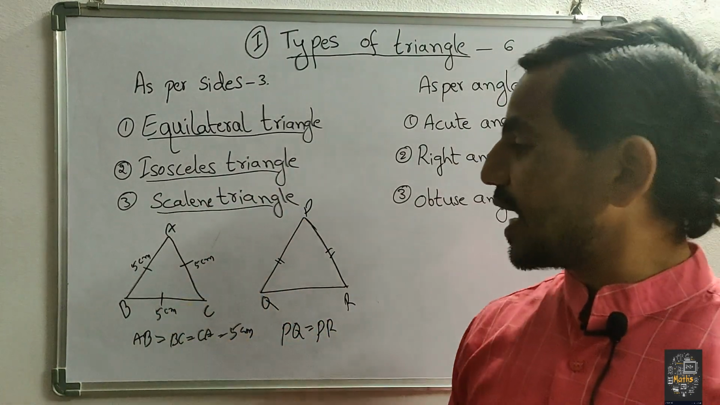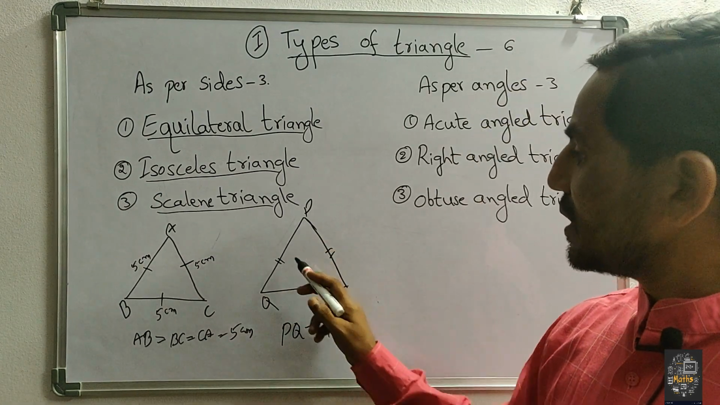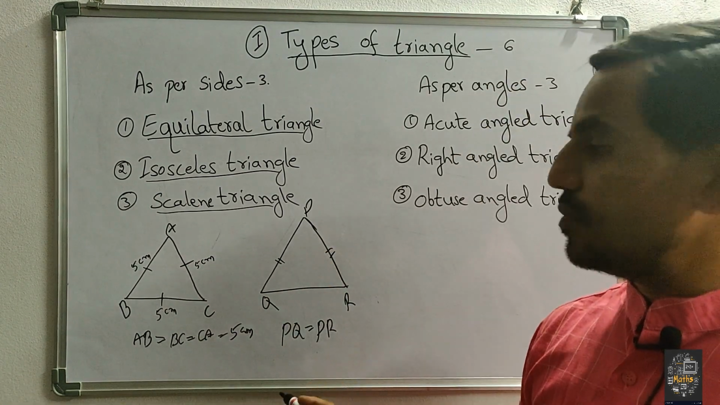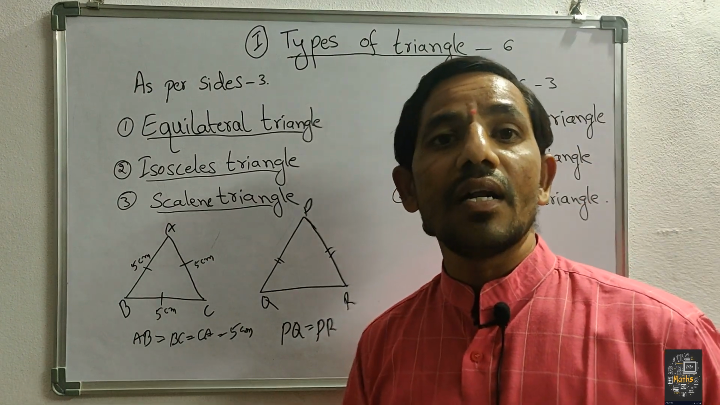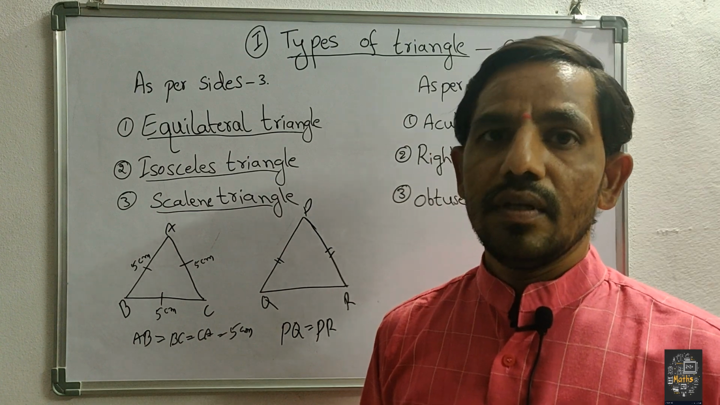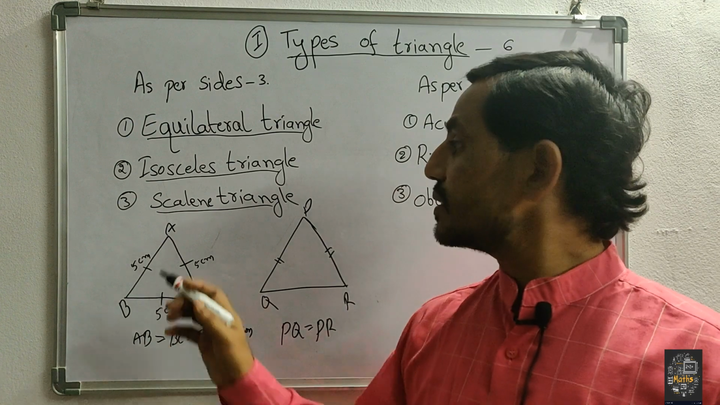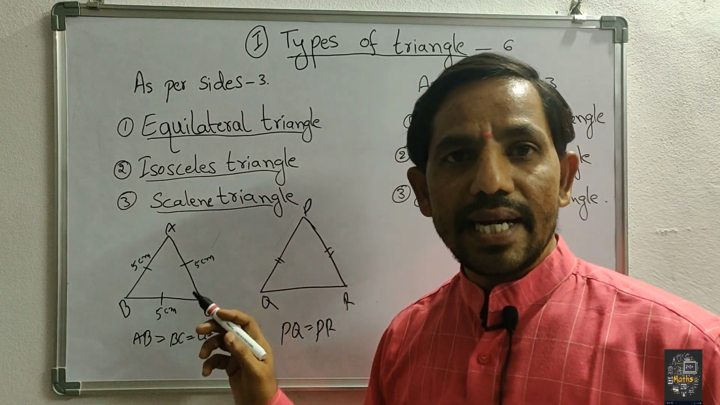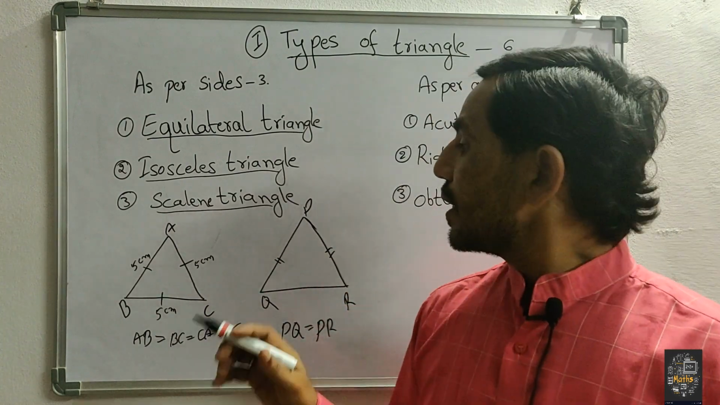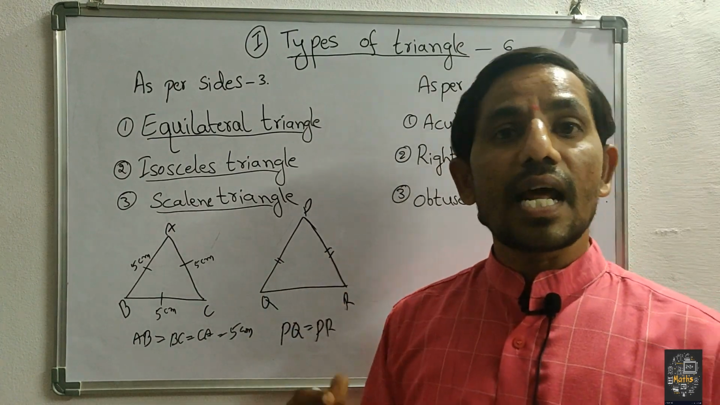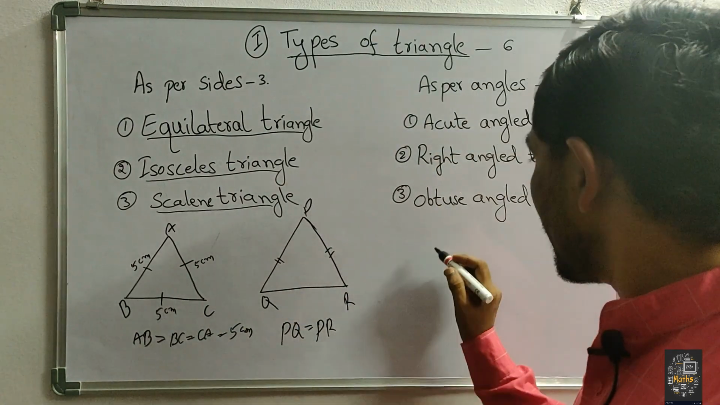First one, equilateral triangle, means all sides are equal. Isosceles triangle means any two sides are equal. Next, third one, scalene triangle. Scalene triangle means all sides are not equal, or any two sides are not equal, that is a scalene triangle.